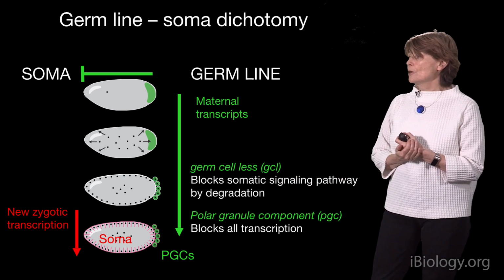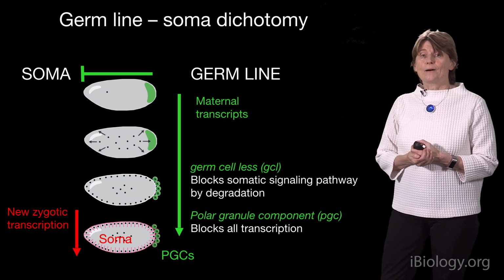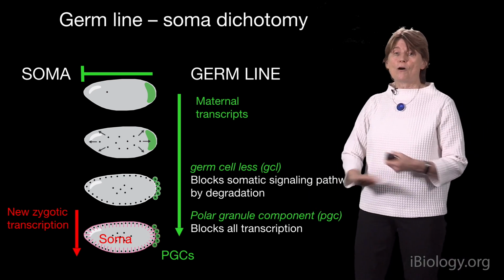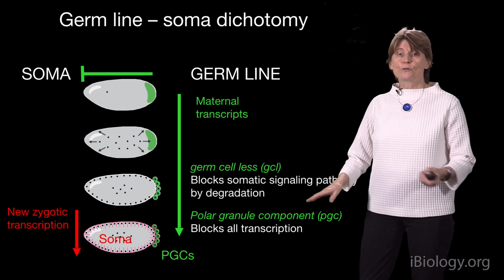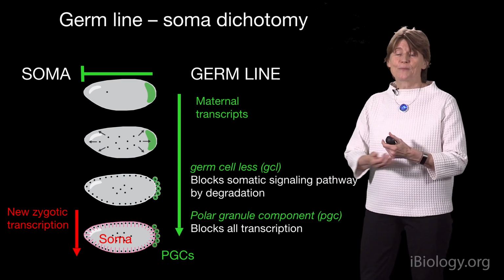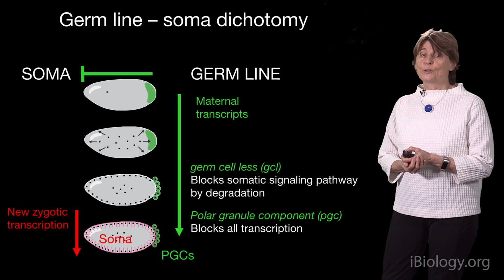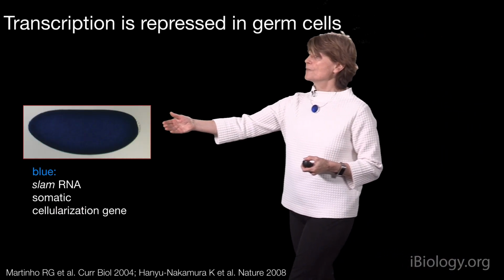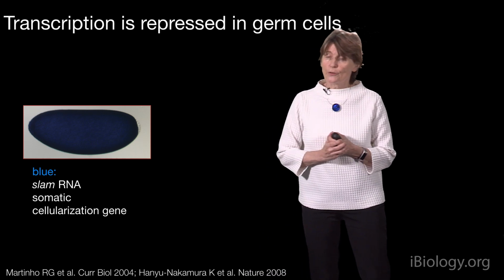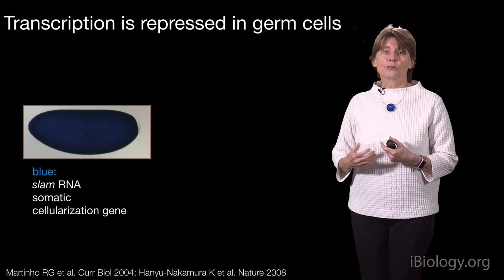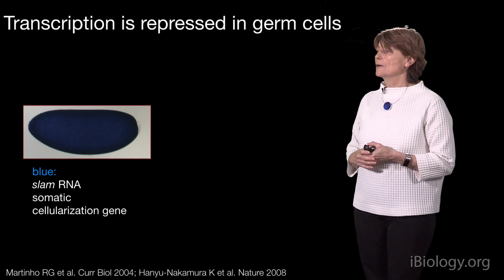Now I'm going to talk about another mechanism, which is, you could say, almost more brute force, and that is to turn off all transcription. So no new transcription, and then obviously anything which could promote somatic development will be blocked. Here I'm showing you one of these RNAs that I talked about earlier that are absolutely essential for the cellularization of the soma of the embryo.